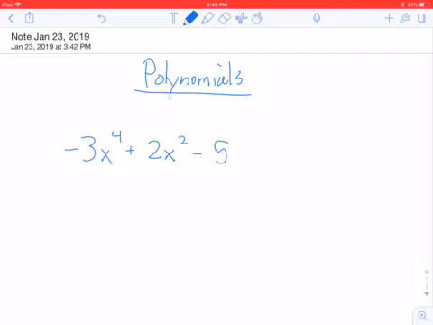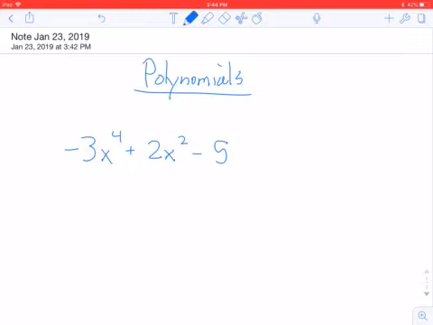Negative 3x to the fourth plus 2x squared minus 5. What makes this a polynomial is that the variables are bases of exponents. Notice that the variable is down here. There's not a variable up in the exponent. And then the next thing that makes it a polynomial is that the exponents are integers. Notice that this is an integer, it's 4. It's not 4.1, or it's not negative 4. It's a whole number. It's your counting numbers that are positive. So that makes us a polynomial.